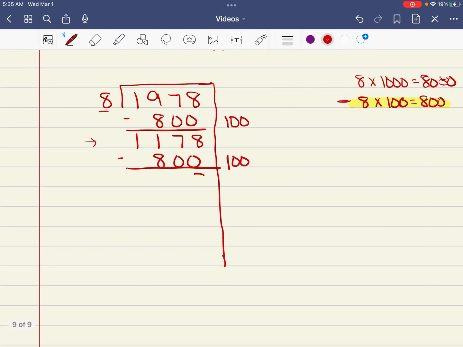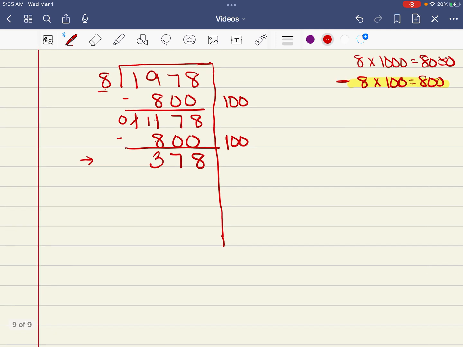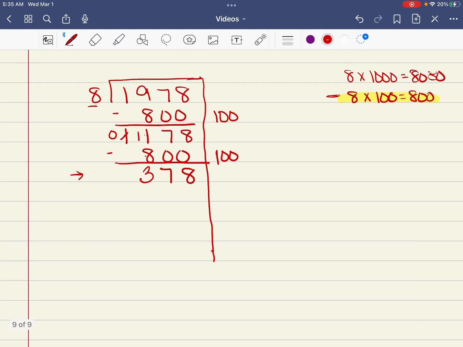So 8 minus 0 is 8. 7 minus 0 is 7. And I can't, 1 minus 8, I have to go borrow. So this becomes a 0 and that 11. So 11 minus 8 is 3. All right. So now my problem is now way down here. Okay, because I've already divided all that out. I now have 378 left.